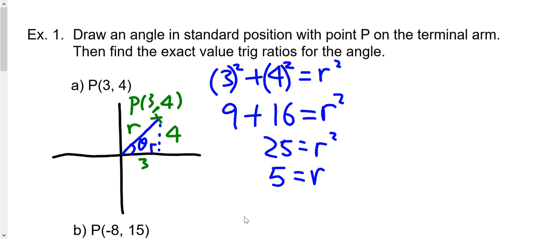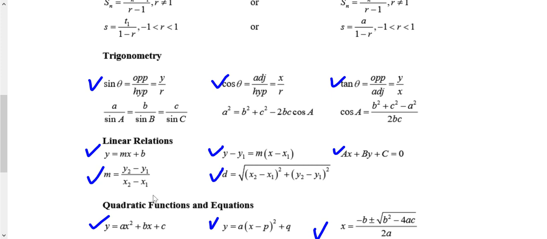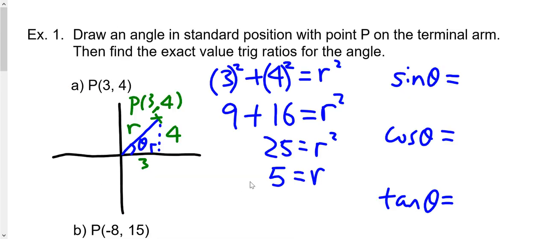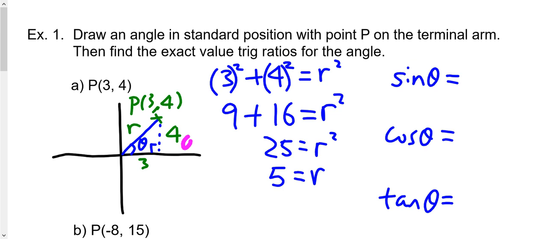Now all we have to do is find the trig ratios, SOHCAHTOA: sine theta, cos theta, tan theta. These are the three trig ratios you have talked about. So you can refer to your formula sheet. I'll just refer to it here one last time. If you're not sure which one is which, since this is our first example, let me just help you a little bit. So this is opposite, this is adjacent, this is hypotenuse.